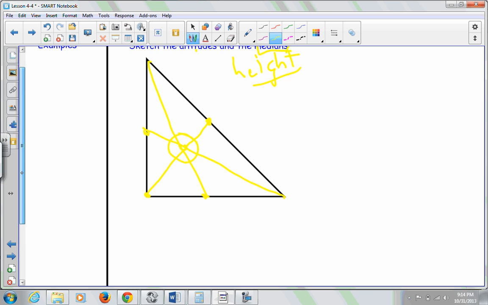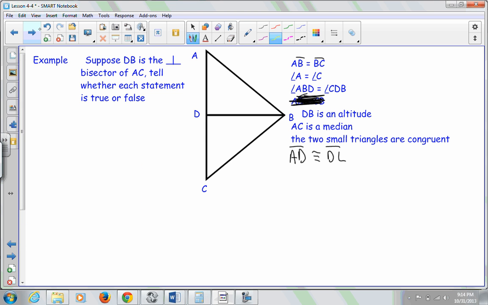Okay. All right. Now, last example we're going to do, and I'm going to let you guys get off to the races here on your homework. This is going to be a question that is going to be very similar to what you see in your homework as well. All right. So it's going to give you some conditions about this picture, and then it's going to say, all right, tell whether each statement is true or false.